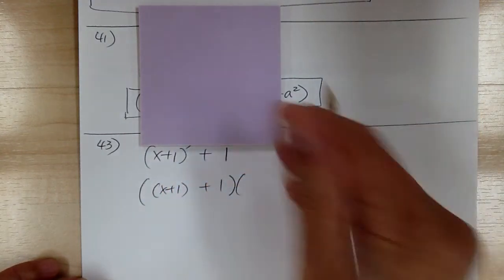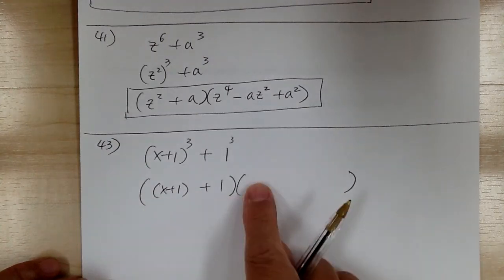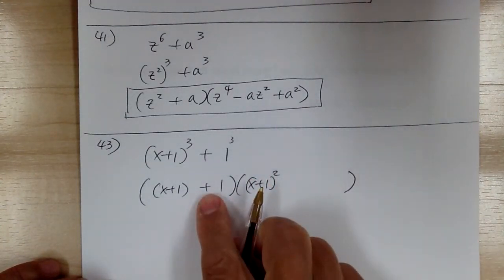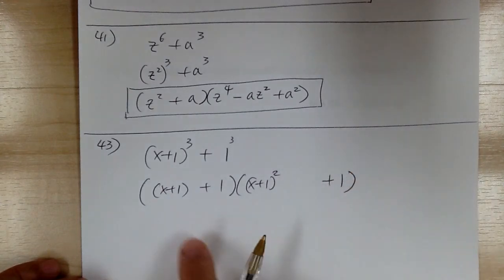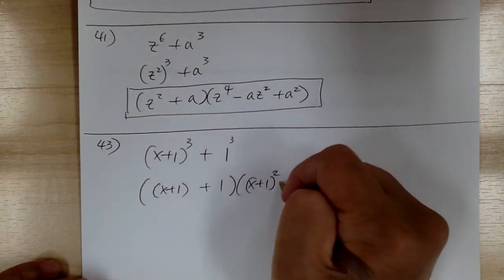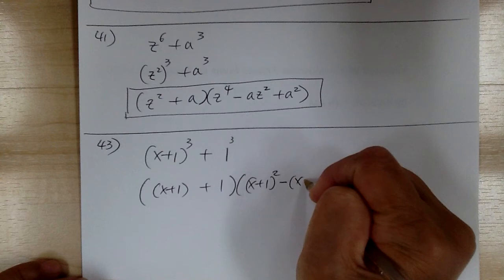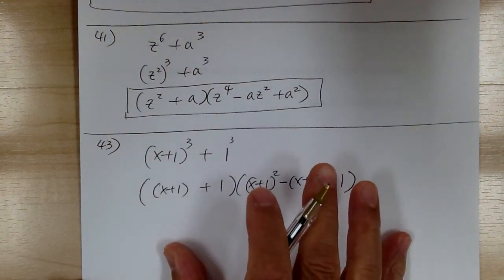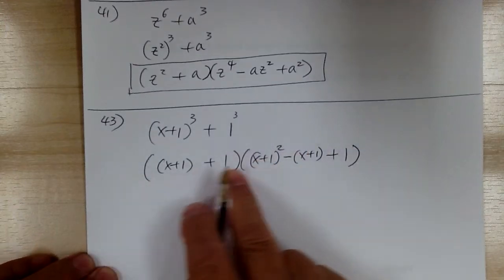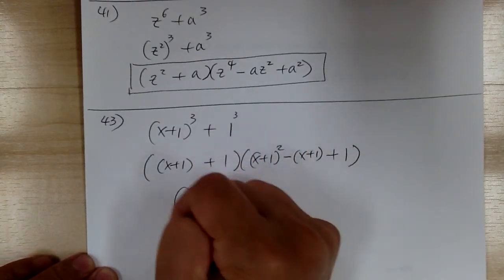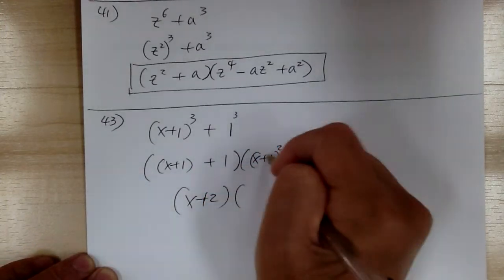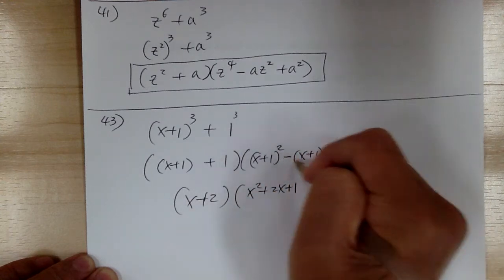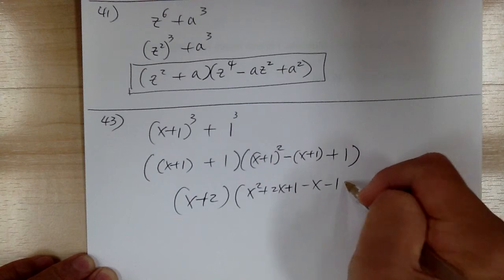Now you have to square this to get here, right? So you're going to get x plus 1 squared. And then you square this, you're going to get plus 1. The middle term would be the opposite of this, minus 1 times x plus 1. After you're done factoring, now you can worry about simplifying. So this would be x plus 2. This one over here would be x squared plus 2x plus 1 minus x minus 1 plus 1.